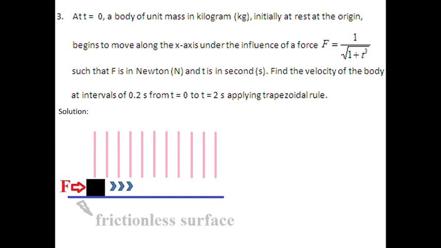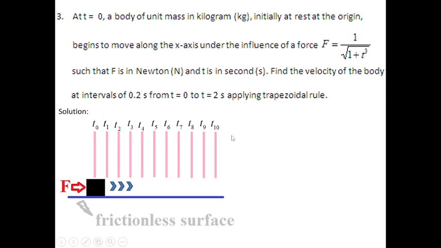At intervals of 0.2 seconds, we are going to determine the velocity of the body. For example, at time 0, what is the velocity? At time 0.2 seconds, what's the velocity of the body? Then you add another 0.2 seconds, we get 0.4 seconds. What is the velocity of the body at 0.4 seconds? And so forth. So we have t sub 0 to t sub 10 now.